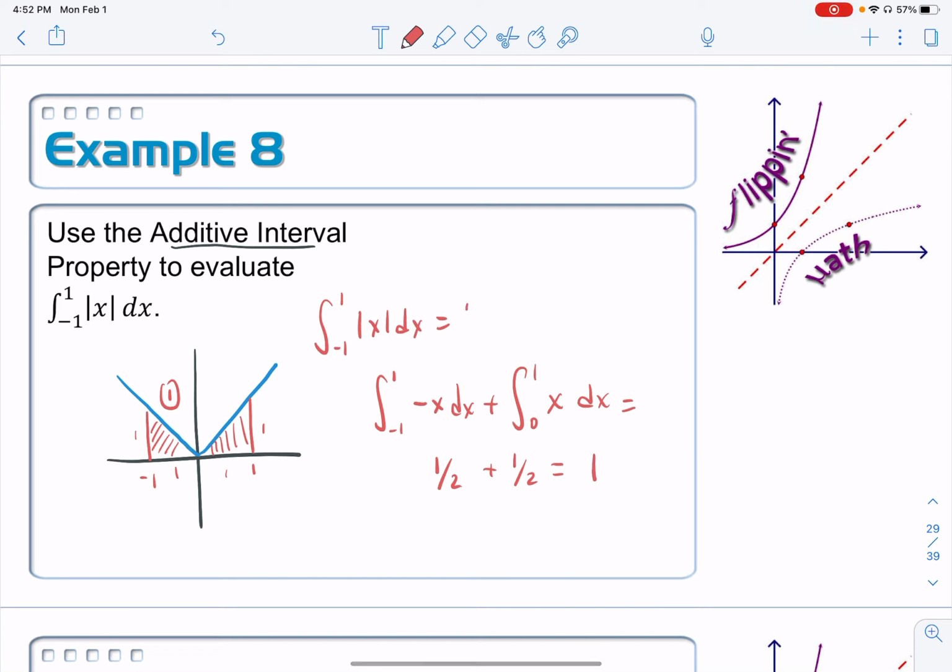The value of that definite integral involving something that looked really, really intimidating at first, the absolute value of x, turned out not to be, with a generous helping of the additive interval property together with some triangle area formulas.